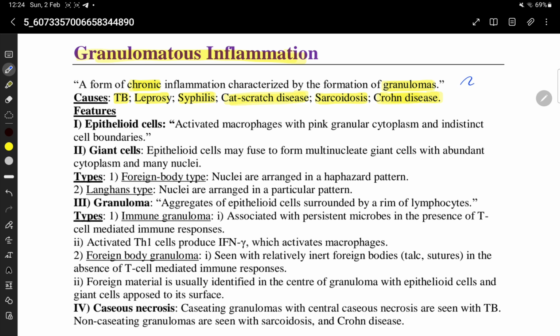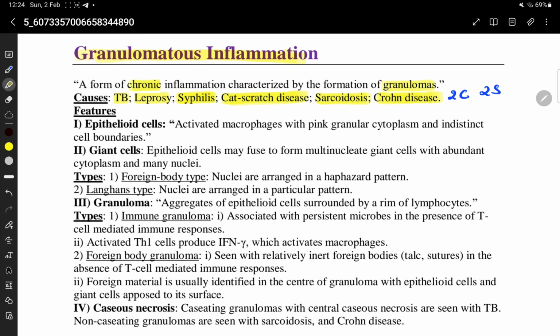TB, leprosy, and 2C, that is cat scratch disease and Crohn's disease, and 2S, that is syphilis and sarcoidosis.